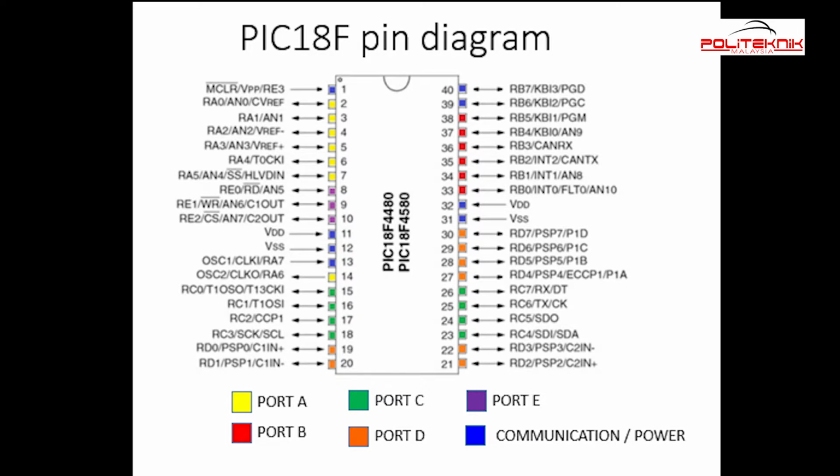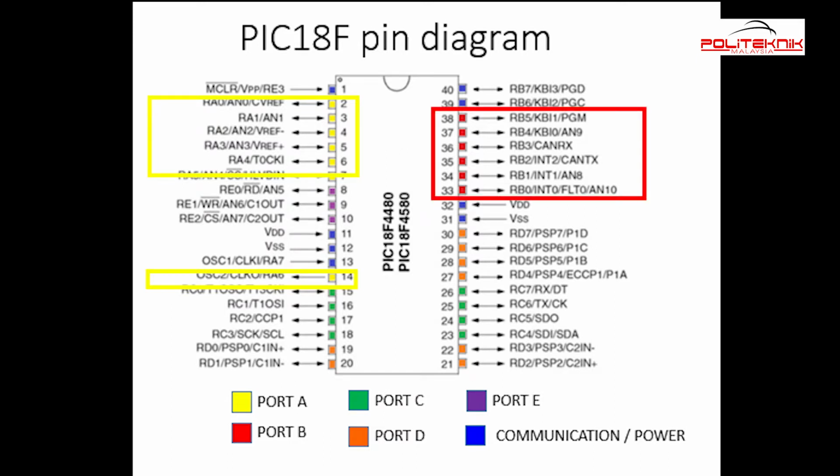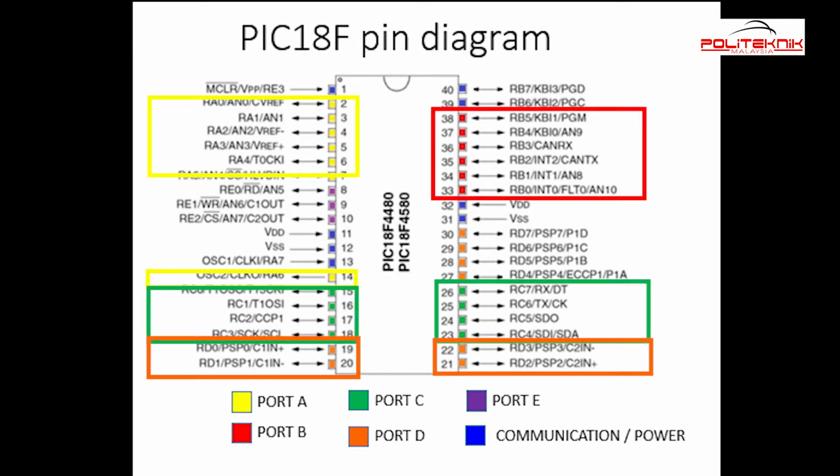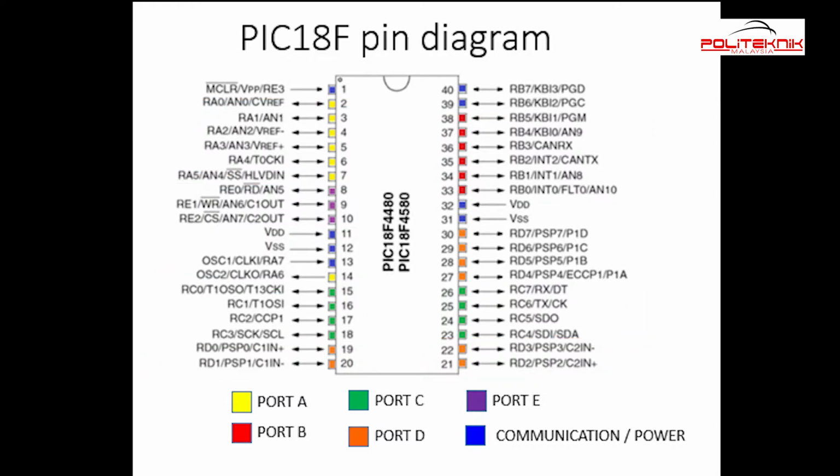A total of 33 pins are set aside for the 5 ports, namely port A, port B, port C, port D, and port E, with their alternate functions. The rest of the pins are designated as VDD, ground, VSS, oscillator 1, oscillator 2, and master clear reset. Next, we will describe the functions of each pins.